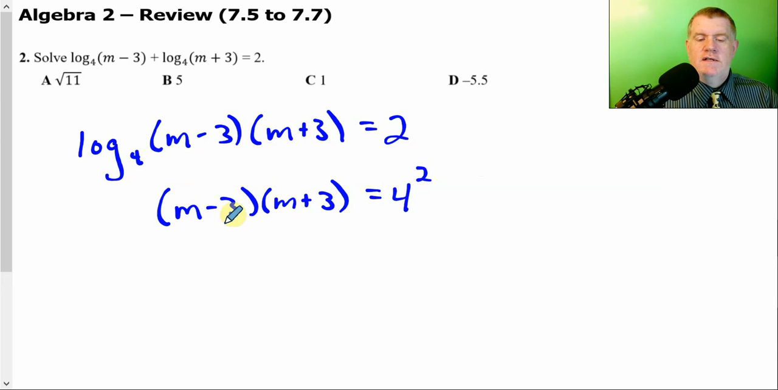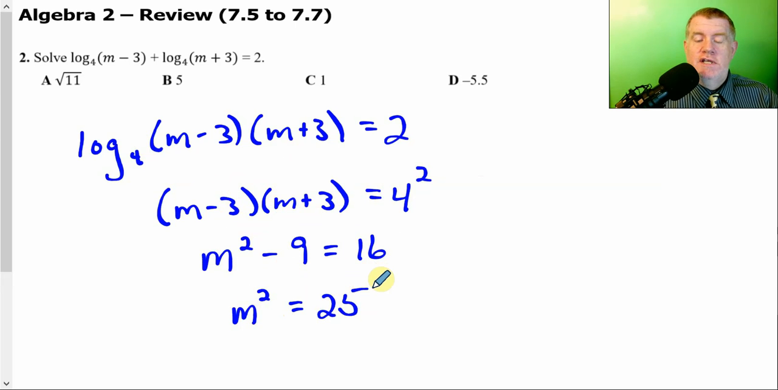All right, and it's a difference of squares right here. Just do a little FOIL-ing. We're going to end up with that. Subtract 16 from both sides, or add 9 to both sides if you want. It's up to you. You get m squared equals 25, which means we have two possibilities. It's either a positive 5 or a negative 5.